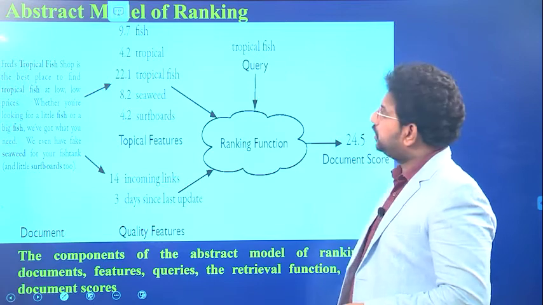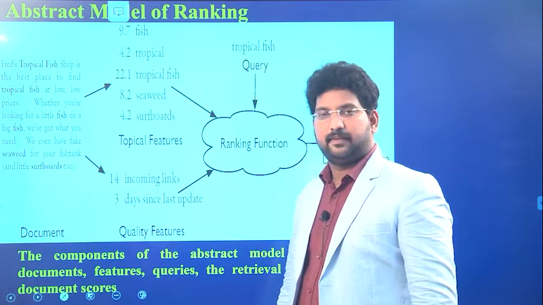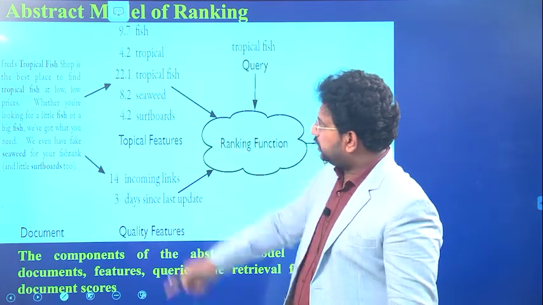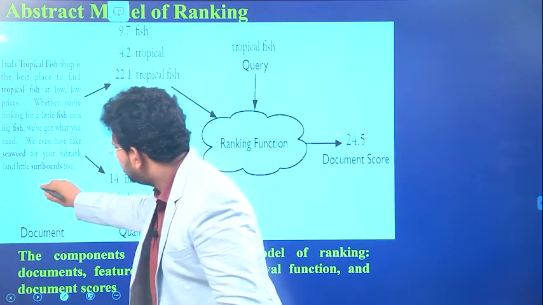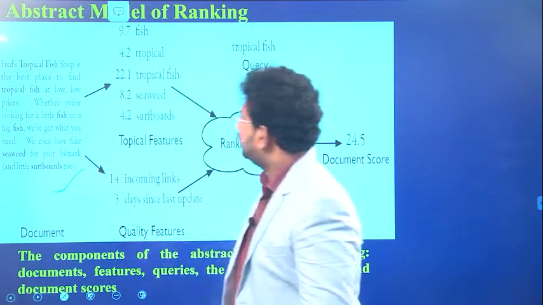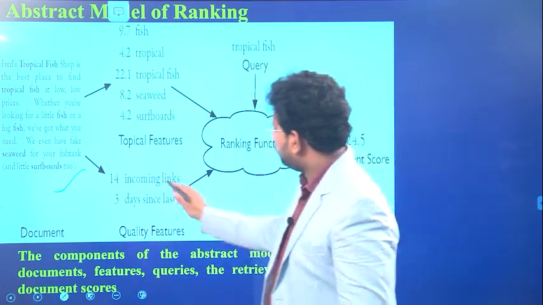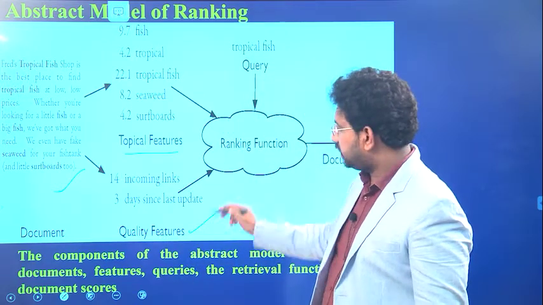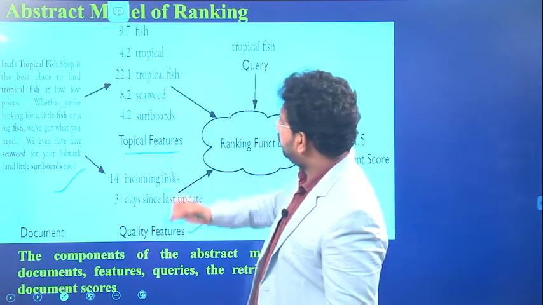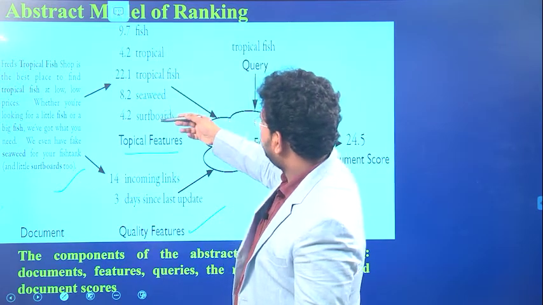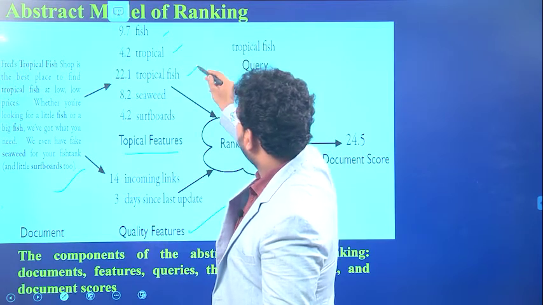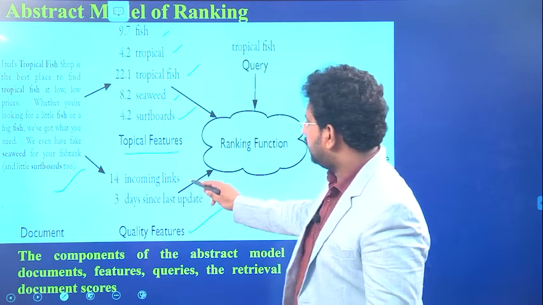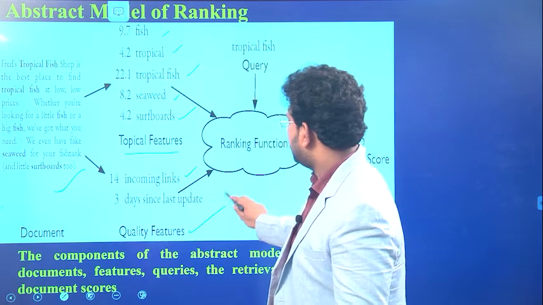Now I would like to explain the abstract model of ranking. In the left-hand side of this figure there is a document, and if you observe, there are two types of features. One is the topical features and another one is the quality features. Here the different topical features identified are fish, topical fish, seaweed and surfboards, and quality features such as incoming links and days since last update.